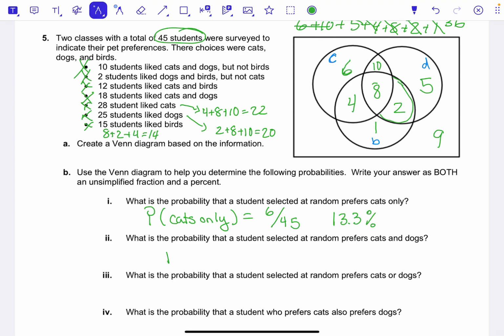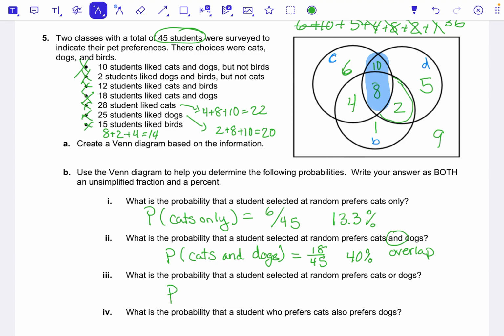All right, next up we have, what is the probability that a student selected at random prefers cats and dogs? They couldn't make up their mind. So cats and dogs. This is an example of overlap, and. So we're going to be focused on the overlap here, which would be the 10 and the 8 between the cats and the dogs, which was 18 out of the 45. And that comes out to 40%. All right, next up, what is the probability that a student selected prefers cats or dogs?